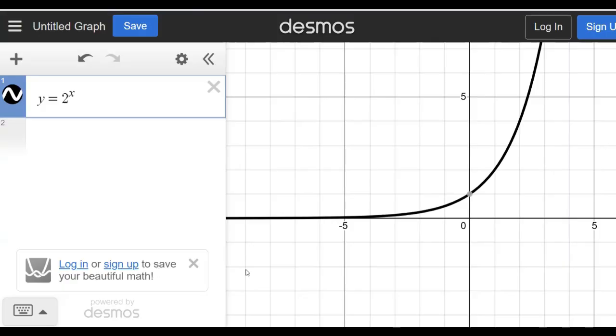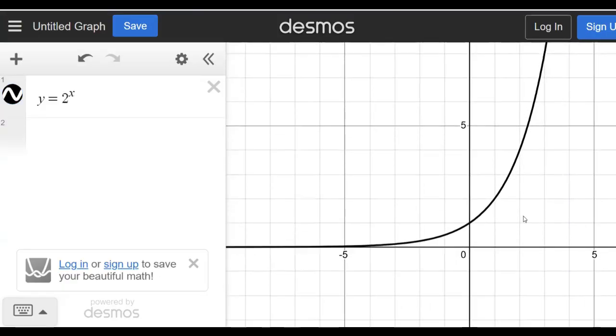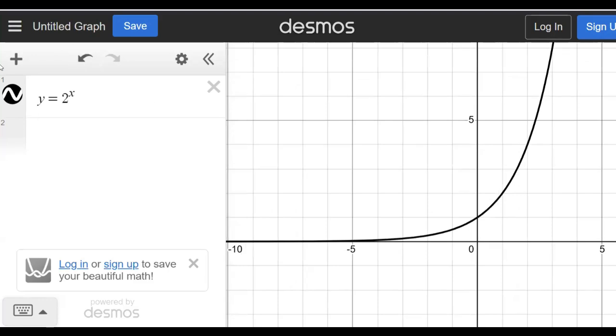Okay, so here I am in Desmos, and I've got my basic doubling function. If you look over here on the left side where my cursor is swirling around, you can see that I'm graphing y equals 2 to the x. This is my favorite, simplest exponential function. It's just the doubling. So I'm going to go ahead and add another function right in here. We're going to compare graphs. So let's do 2 to the x.